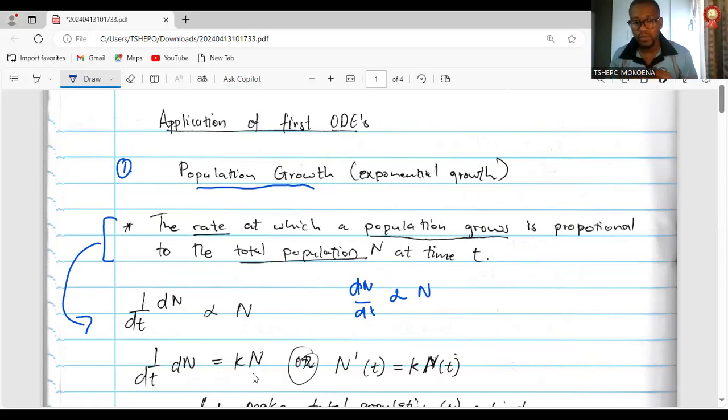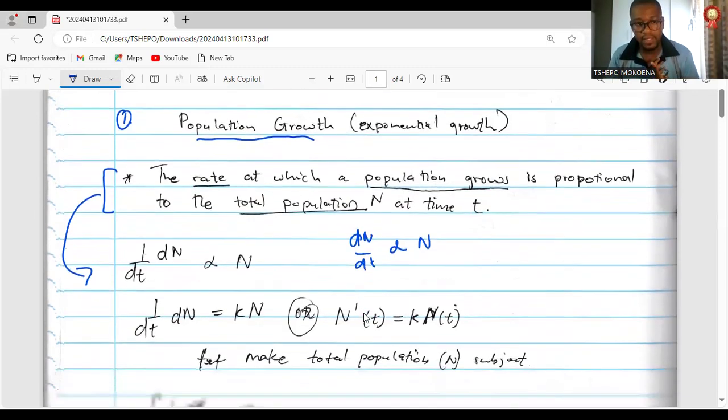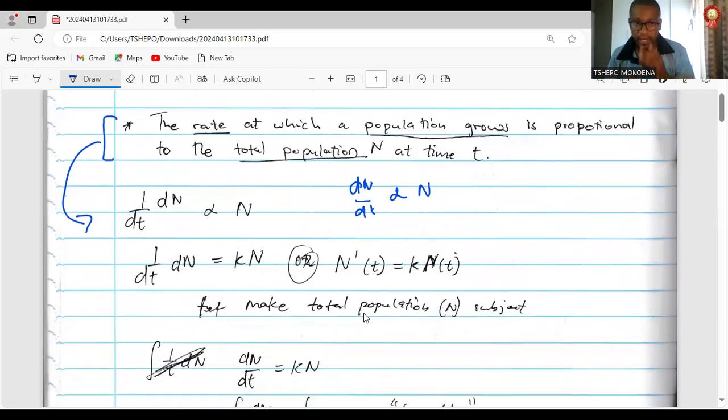So if we want to formulate the equation without the proportionality sign, we're going to have to introduce the constant k. So here we have dn over dt. Now we change the proportionality sign into an equals sign, and then we introduce the constant, which is called constant k, multiplied by n. Now you can represent your equation in different ways of differentiation. You can represent it as dn over dt is equal to k multiplied by n, or you can say n prime of t is equal to k multiplied by n of t. Okay, we can also do it in this way.